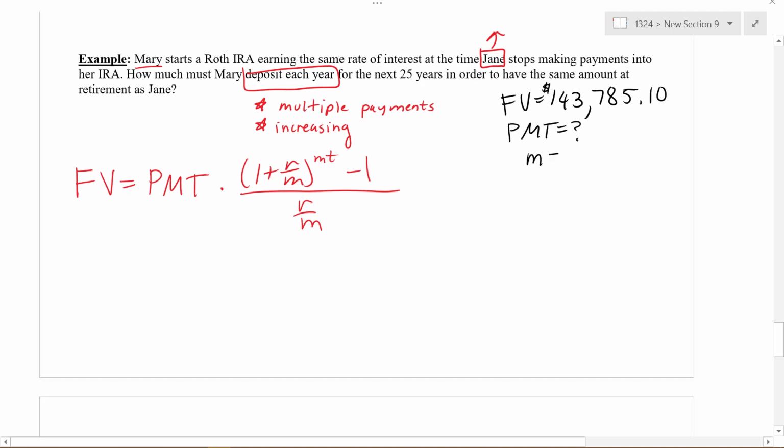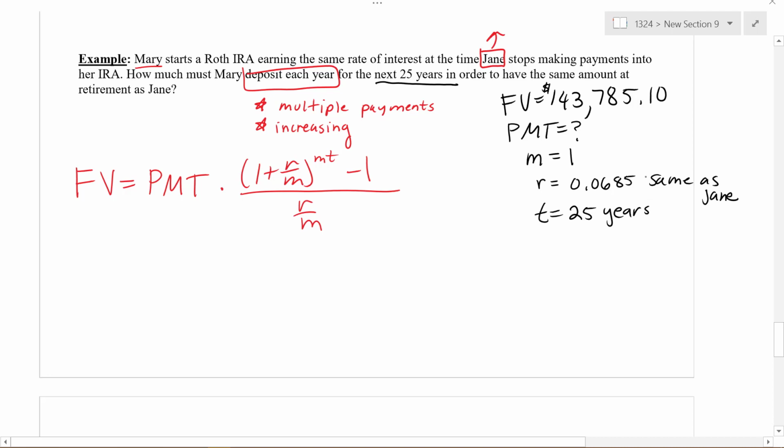She's going to be doing this once a year, so we're talking about an annual deposit, so the m value is 1. She's going to use the same interest rate as Jane. So that was 0.0685, so same as Jane. And Mary is going to be making these deposits for 25 years. So our t value that we're going to use is 25 years.